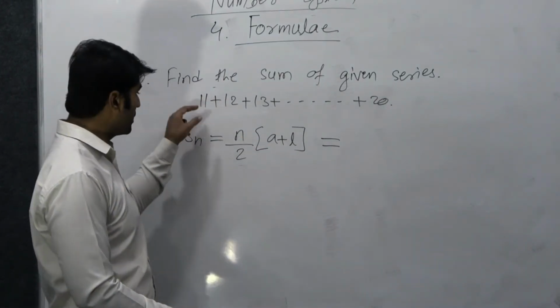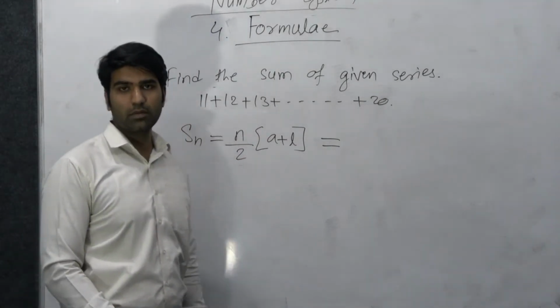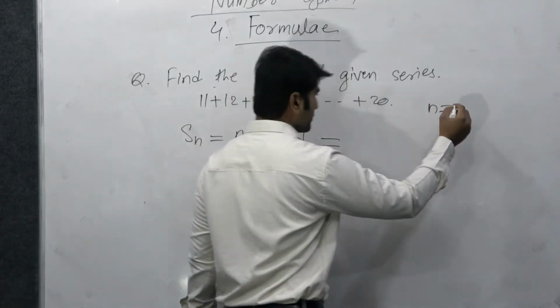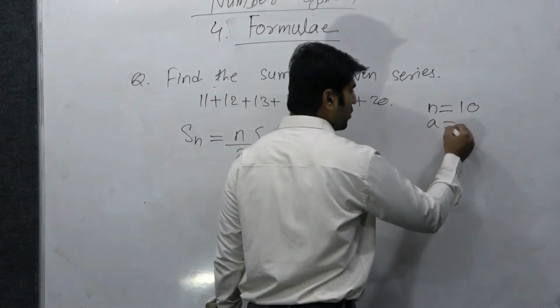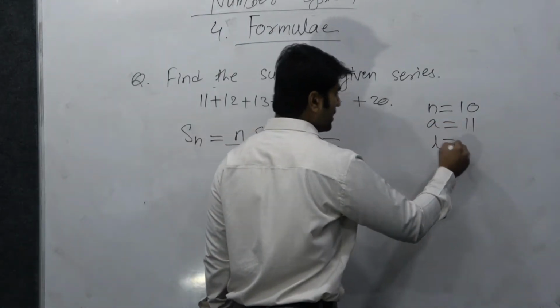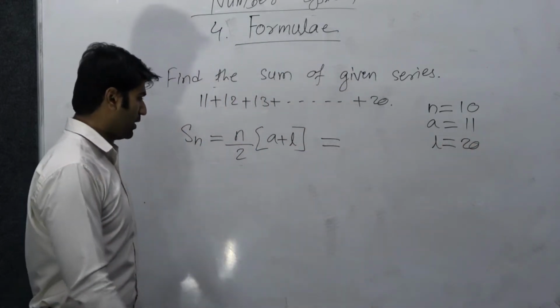Right. So what is the value of n? So there are how many numbers? 11, 12, 13, 14, 15 up to 20. So there are only 10 numbers. Right. So the value of n we write here is 10. What is the value of a? A means first number, which is 11, and the value of l is equal to last number, which means 20. So put these values in the formula.